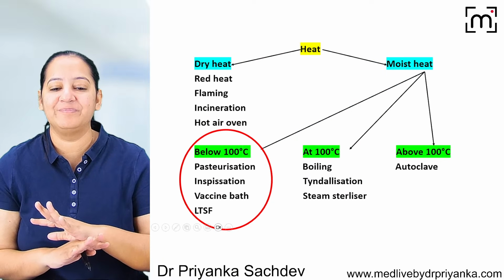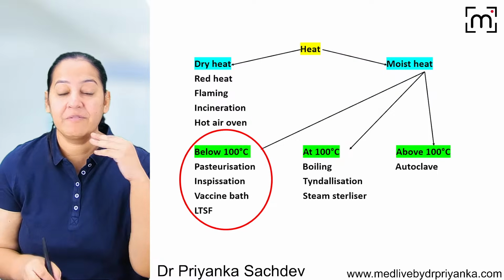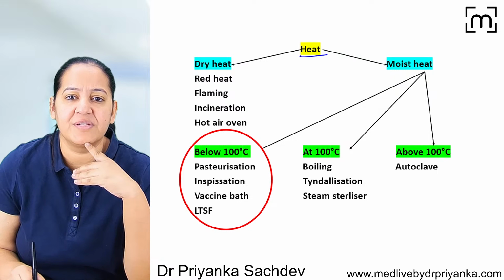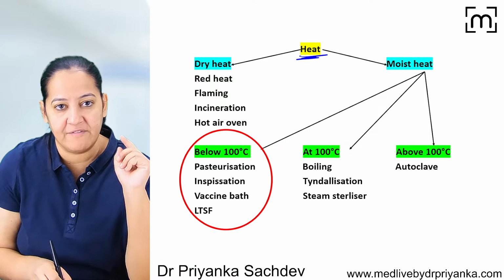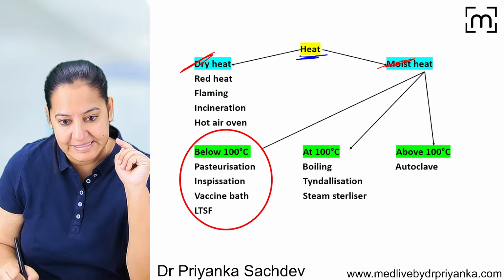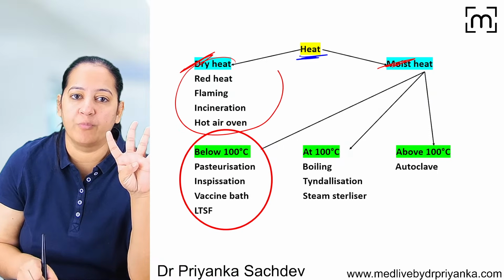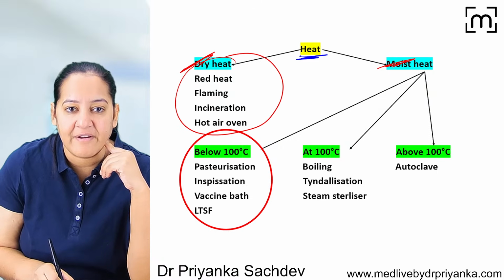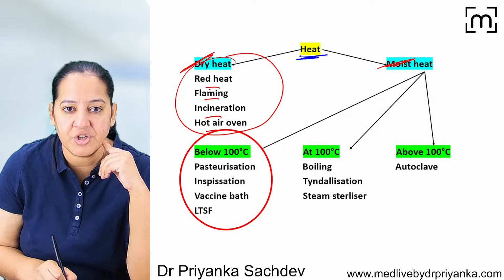We are done with dry heat. What were we studying? We were studying the methods of sterilization. The best method of sterilization is heating. In heating, 2 options are available: dry heat and moist heat. In dry heat, we have 4 options. We have seen all of them. Tell me the examples of all 4. Red heat, flaming, incineration, hot air oven.